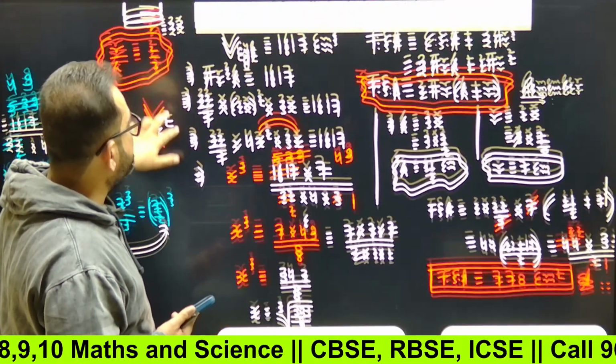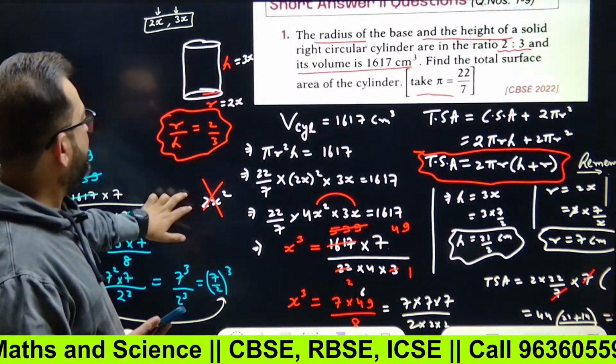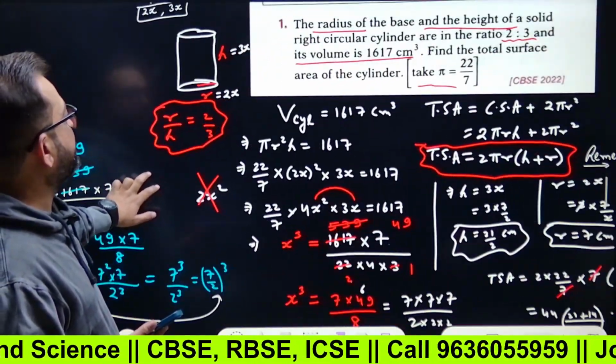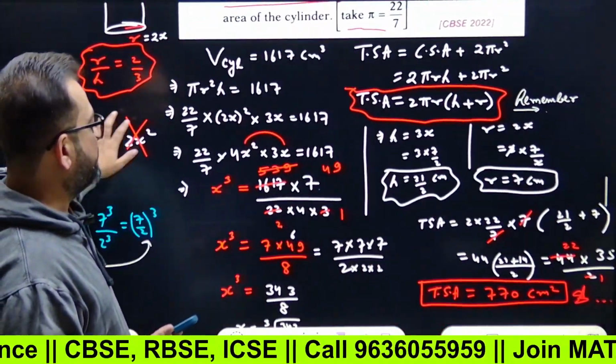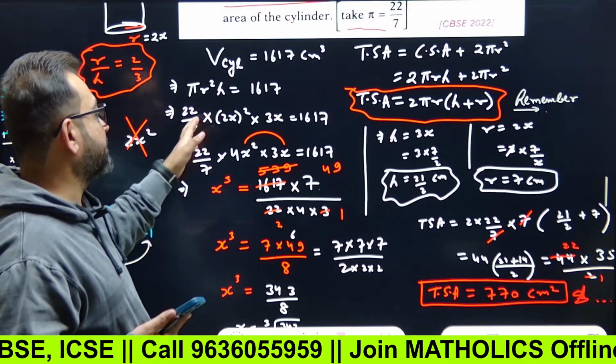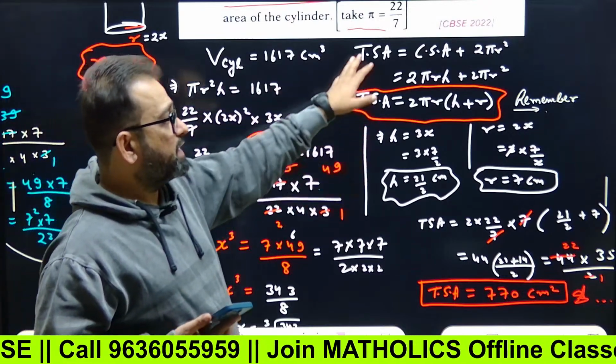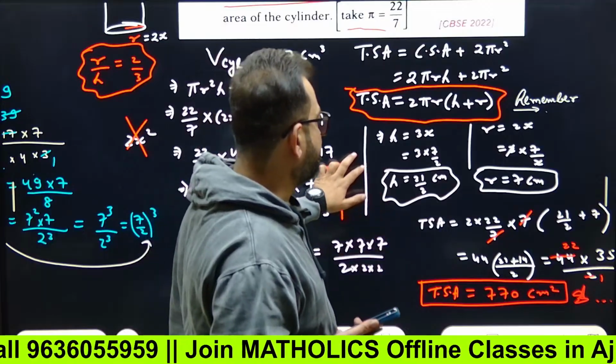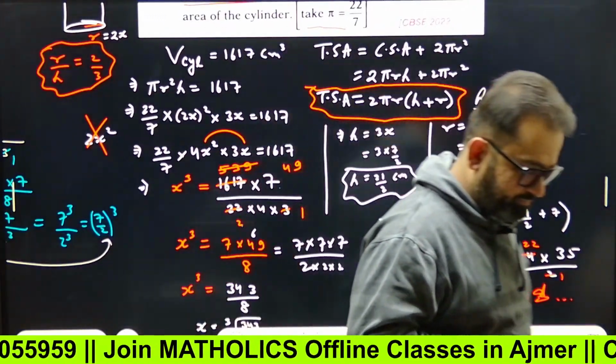You must copy the first diagram, then the volume of cylinder, from which we got the value of x, and after that the total surface area. If you have any problem, you can tell me.